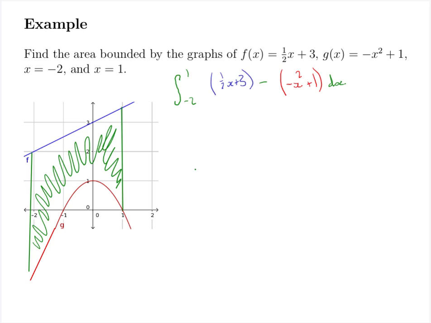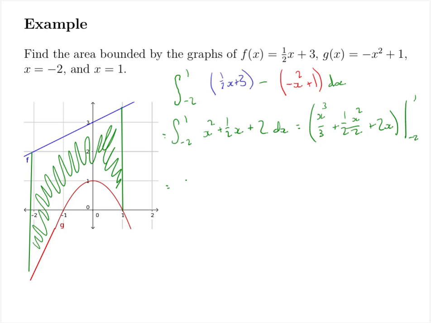Instead of splitting this into two integrals, we can just combine this all together and get the integral from -2 to 1 of now positive x squared, because we have a negative and a negative, plus half x plus 3 minus 1, which is going to be 2. We can do our fundamental theorem of calculus and find an antiderivative. That's x cubed over 3 plus half x squared over 2 plus 2x, and we're going to evaluate this from -2 to 1.